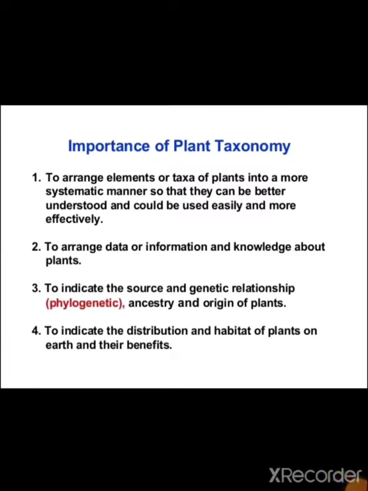Importance of plant taxonomy. Basically, to arrange elements or taxa of plants in a more systematic manner so that they can be better understood and could be used easily and more effectively. To arrange data, information and knowledge about plants. To indicate the source and genetic relationship, ancestry and origin of plants. To indicate the distribution and habitat of plants on earth and their benefit to humankind.